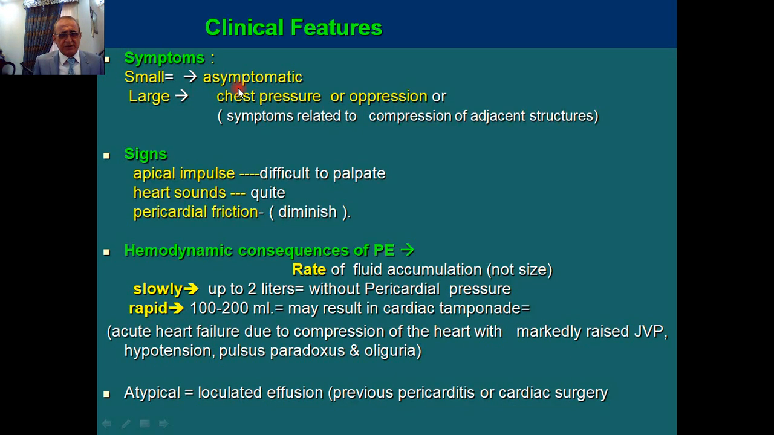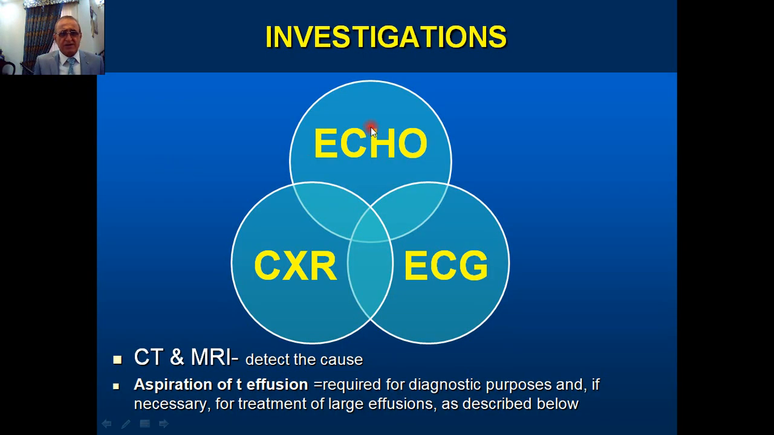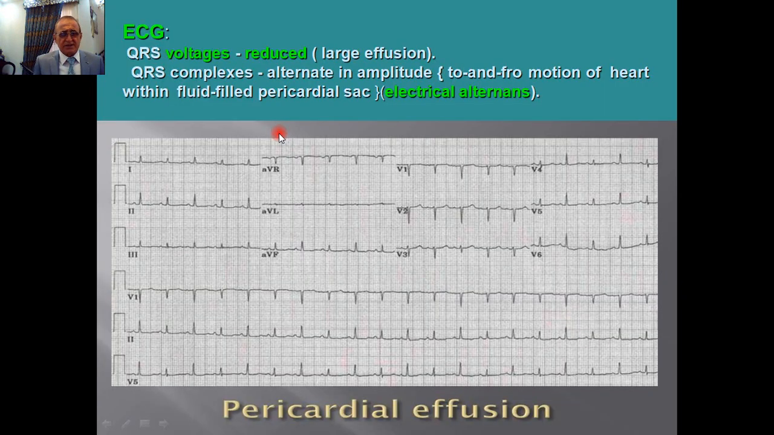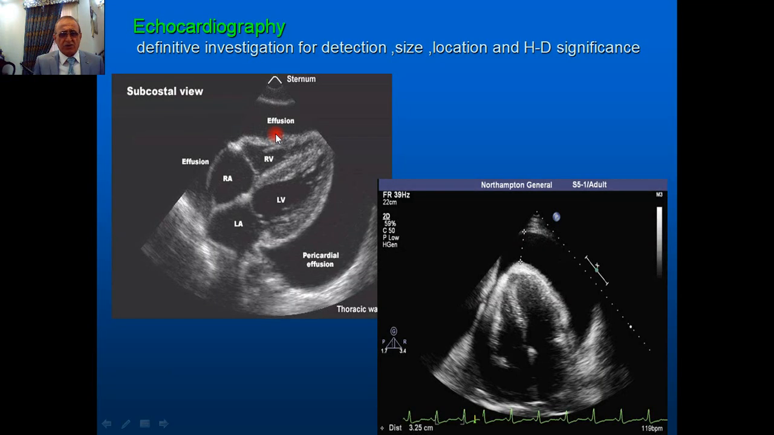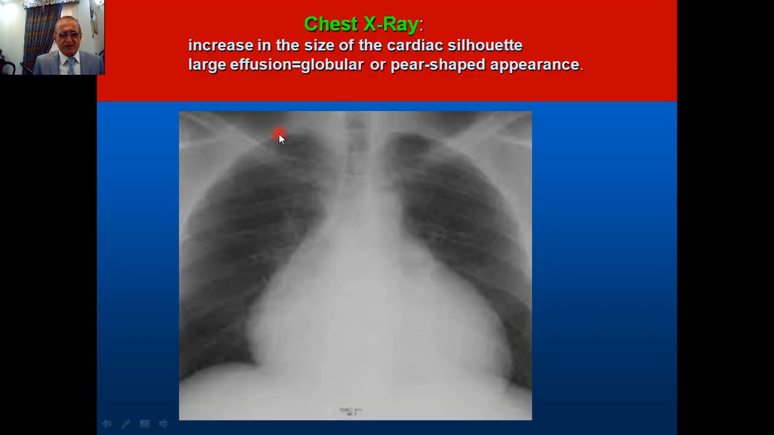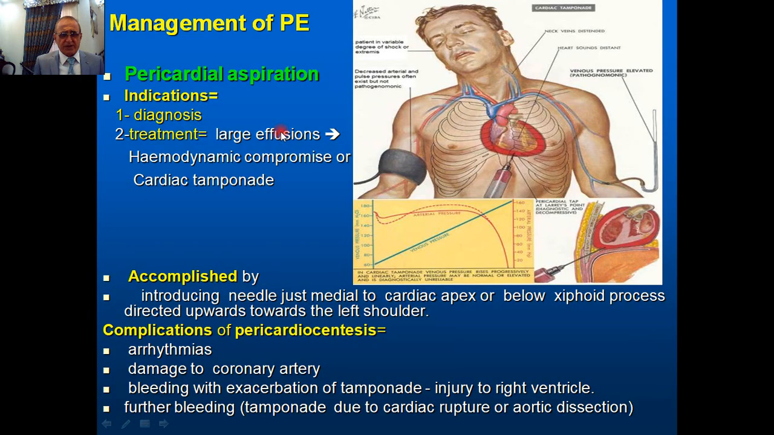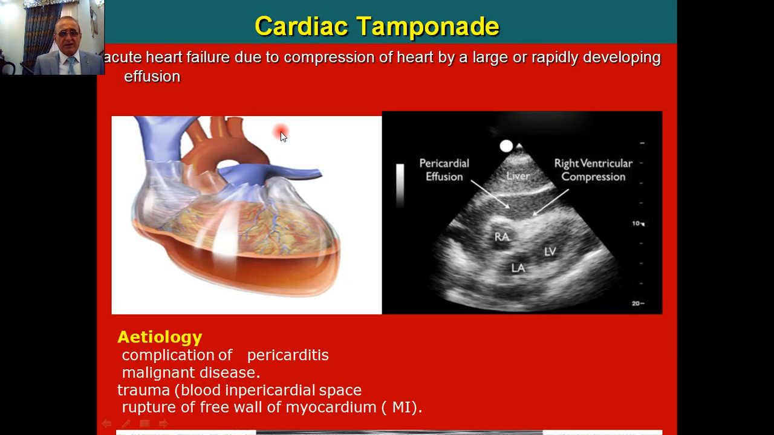If it is small, it will be asymptomatic. If it is large, it will cause chest tightness and an apex beat that's difficult to palpate with soft heart sounds. The best diagnosis is actually by echo, although the chest X-ray and ECG are helpful, and the treatment is aspiration. The most serious complication of pericardial effusion is cardiac tamponade.